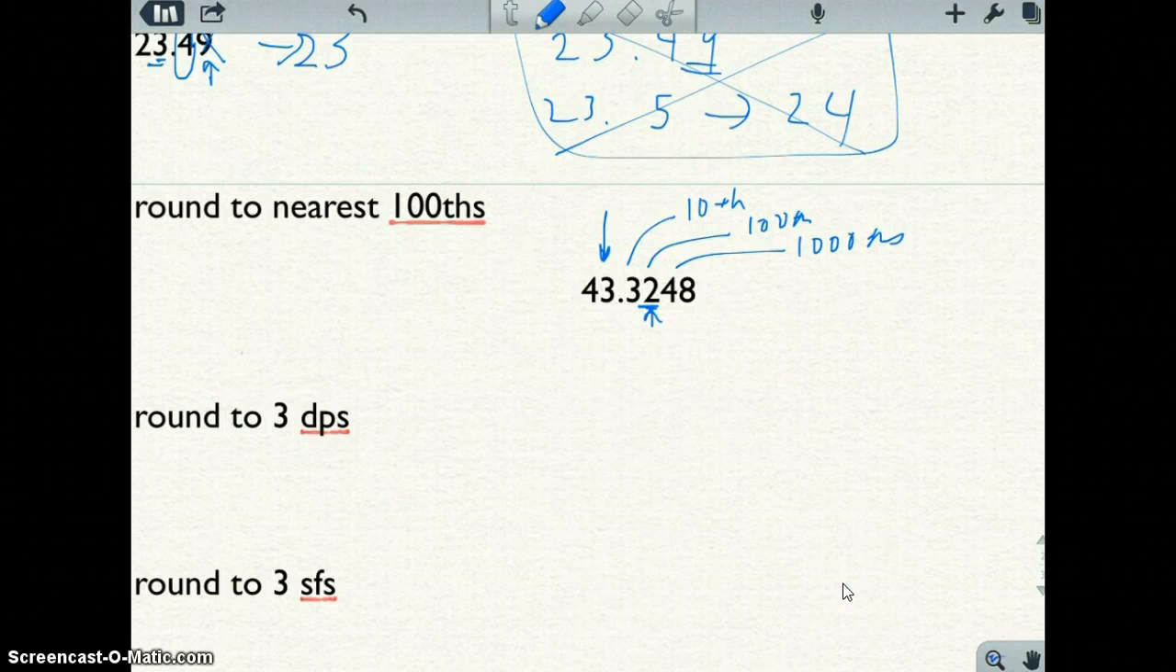Okay? So what's going to determine whether this 2 stays a 2 or it goes up to 3? The 4 is. Okay? So the 4 is less than 5. Ignore that 8. I know you want to look at that 8, but ignore it. Just look at the 4. The 4 tells you that the 2 is going to stay a 2. Okay, so after you round it's going to be 43.32. Okay, and the rest of it you ignore. You do not need to put a 0 after that. Okay, in fact, if you do, it's kind of wrong. When you round, the last number should be the number they tell you to round to, which is the nearest hundredths. That should be the last number you round, and that's the last number that should be there.